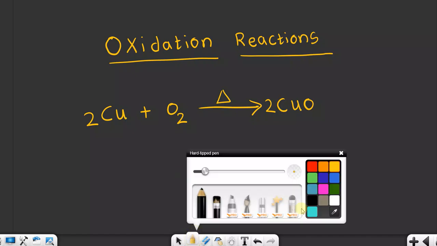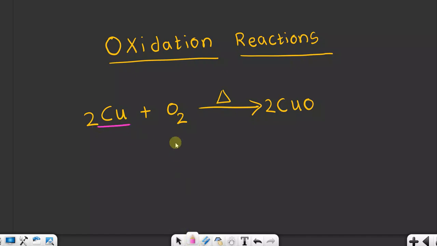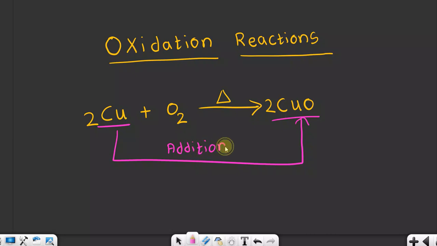For example, copper plus oxygen gives us copper oxide. When oxygen gets added to copper, we get copper oxide as the product. We can say that when copper is heated in presence of oxygen, we get copper oxide. On the reactant side there is no oxygen with copper, but on the product side oxygen is added to copper. So here addition of oxygen has taken place.